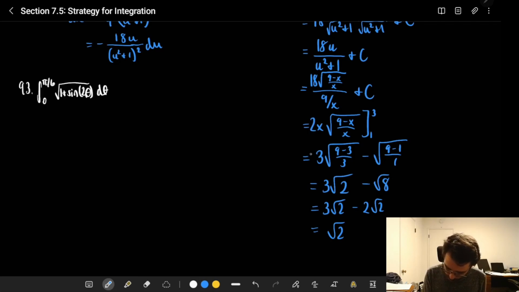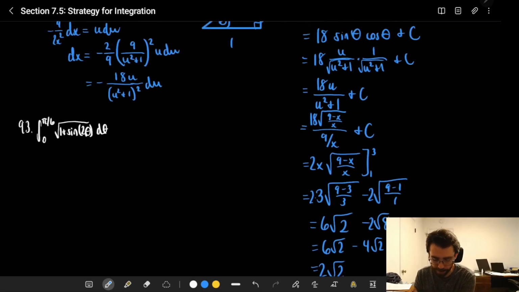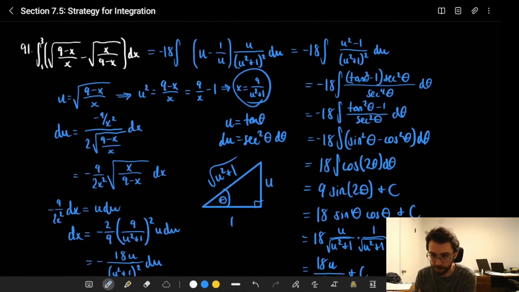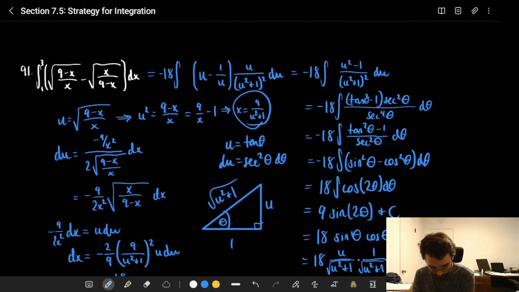So this is 2 times 3 minus 2 times 1 there. And then that's 6 minus 2 root 8. So that's 6 minus 2 times 2 root 2, so 4 root 2, and that gives you 2 root 2, and that's the right answer. Okay, so there were some little trig problems that I messed up, because it's been 3 hours, but that's kind of astonishing.